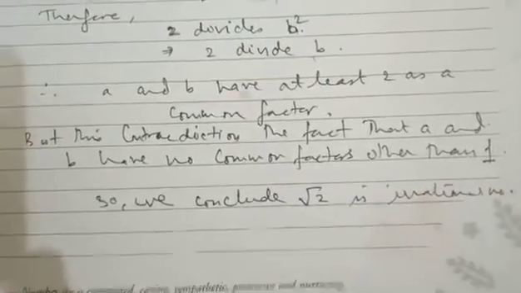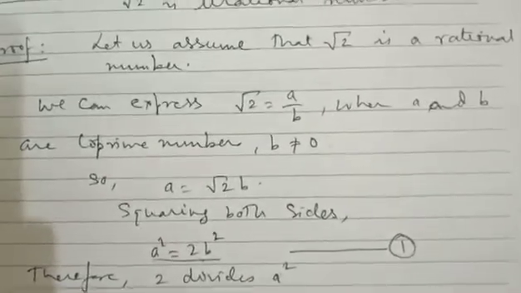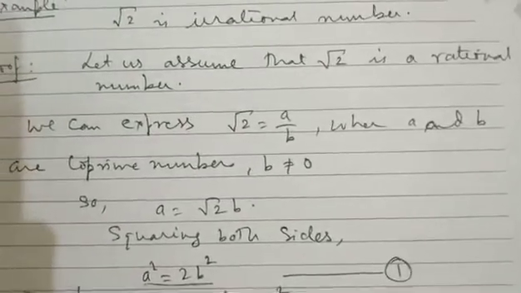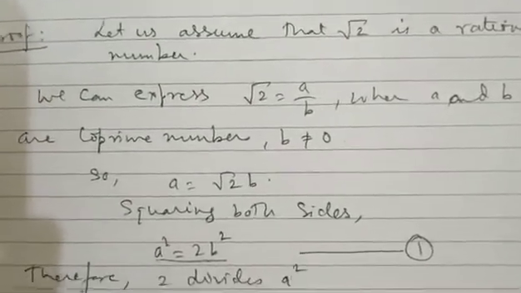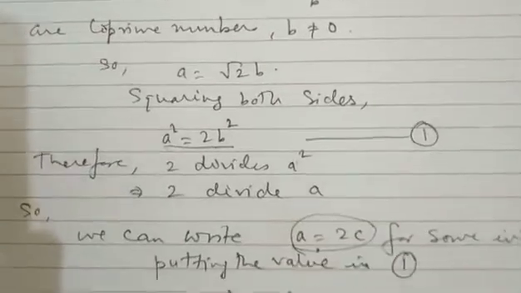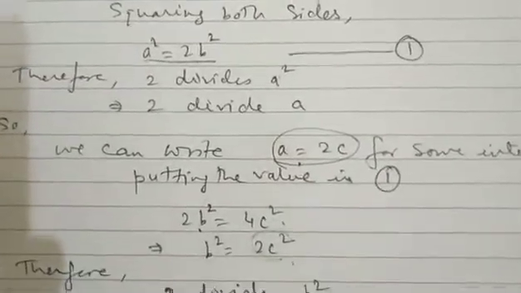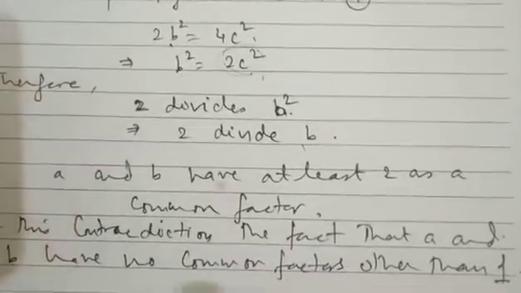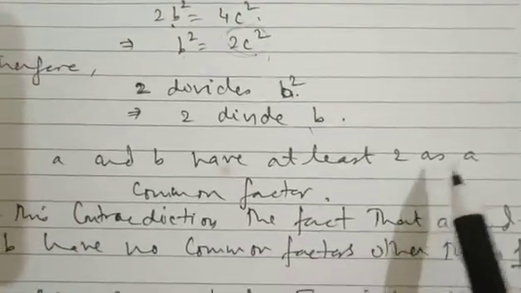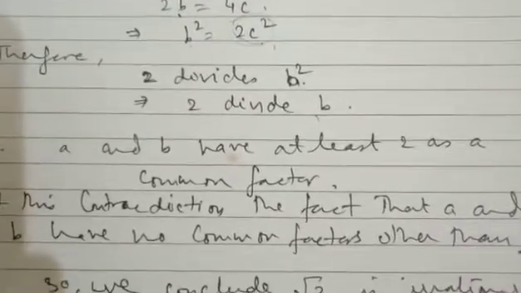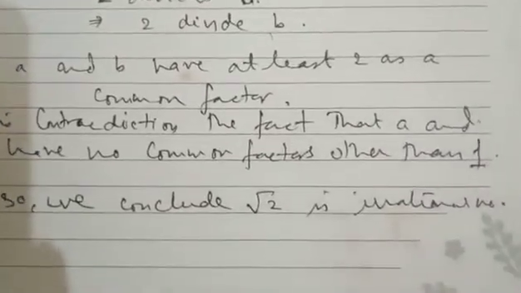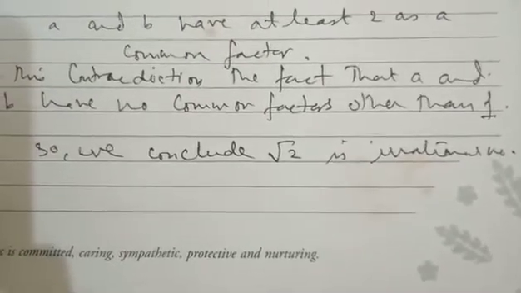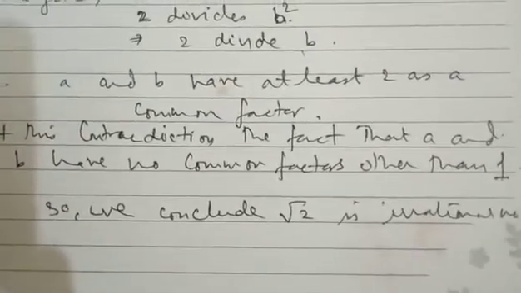So we started with the assumption that a and b are co-primes and they have the HCF as 1. And moving forward through the steps, we have proved here that a and b have at least 2 as a common factor, and that is the contradiction. And so by the contradiction we can conclude that root 2 is an irrational number.